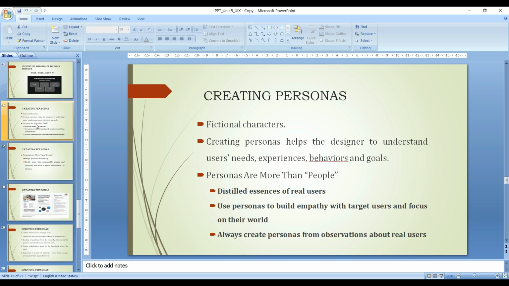And in an institution, I cannot come and say I can do this managerial role, I can do this HR work. Those things I cannot say in an institution, right? So who is going to be your target user, and based upon the user, we have to create our persona. Always create personas from observations about the real users. We should create a persona only with observation from the user.